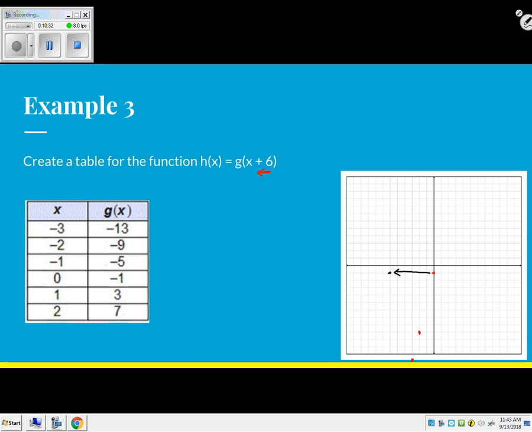So its y value didn't change. So the g of x is still the same. What's going to change is the x value when I bring it over. This g of x is still the same, negative 13, negative 9, negative 5, negative 1, 3, and 7. It's the same height. But my x values, since they went to the left 6, I'm going to subtract 6 from all these, all the way down. So that would give me a negative 9, and then a negative 8, negative 7, negative 6, negative 5, negative 4, all the way down. So this would be my new table.